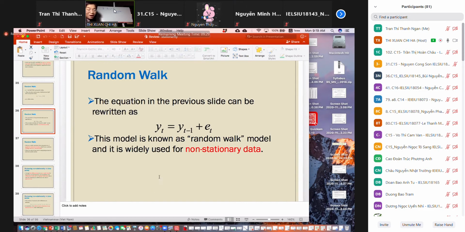Còn 10 phút nữa là hết giờ nha các bạn. Trước khi còn 5 phút cô sẽ làm lại.